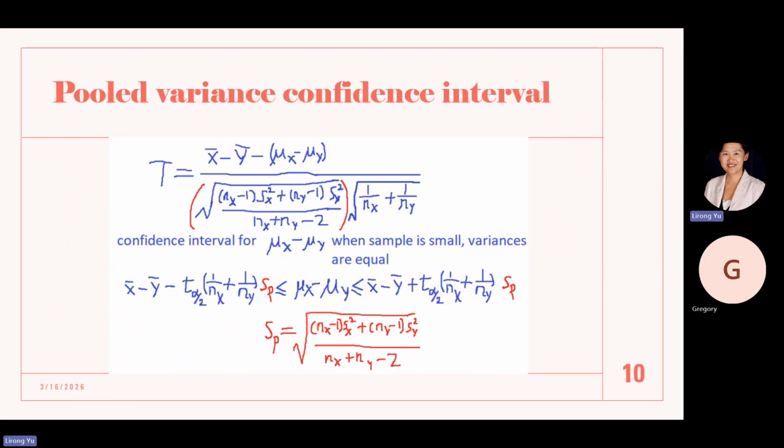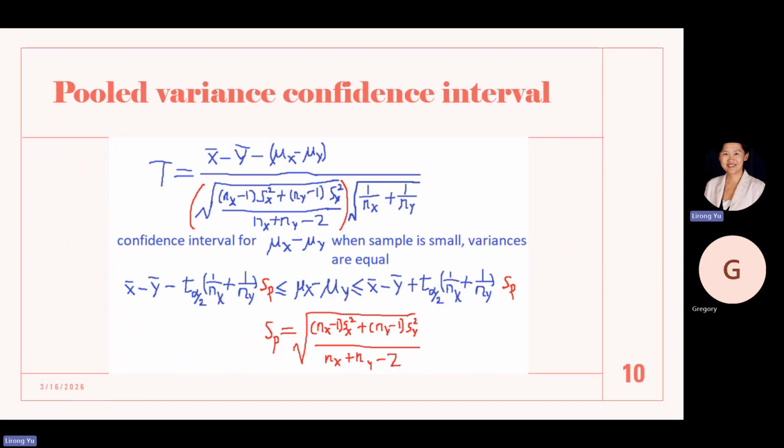x minus mu y. So mu x minus mu y is between x bar minus y bar minus t times the standard error. So that's the root of this one. It's missing the root of 1 over nx plus 1 over ny times sp. Over here is going to be t times sp times the root of 1 over nx plus 1 over ny. There's an error in there as well. Any question? That's our formula.